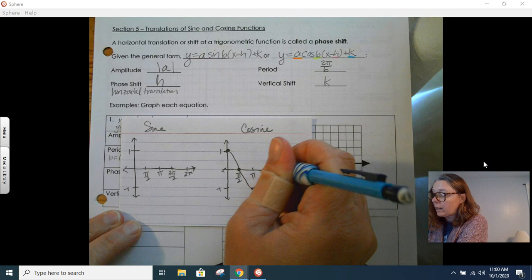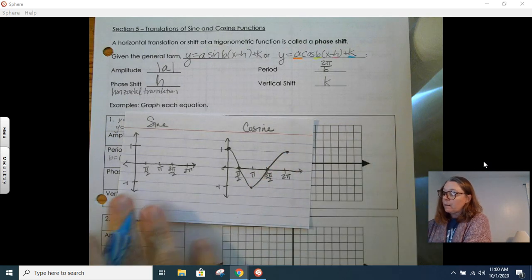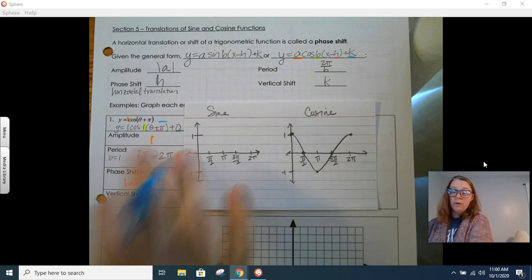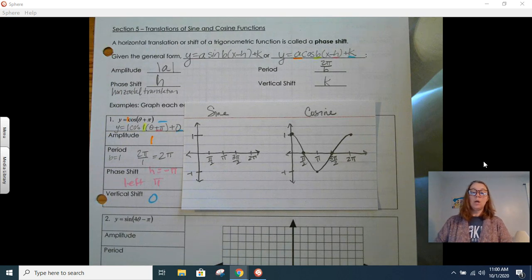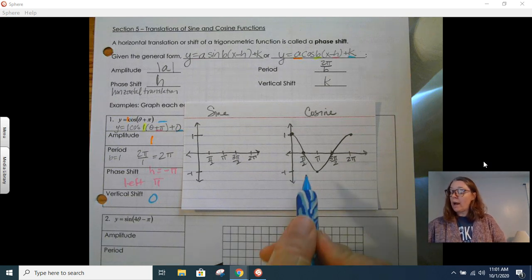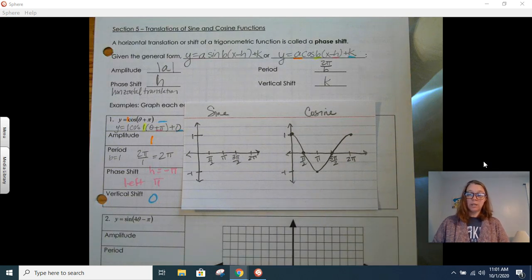That's the parent function for cosine, and that's what I'm dealing with right now. Basically, my amplitude is 1 and my period is 2 pi. That actually isn't changed for this one. What has changed is that it's being shifted to the left pi units. So I want to think of this graph, but shifting pi units to the left.